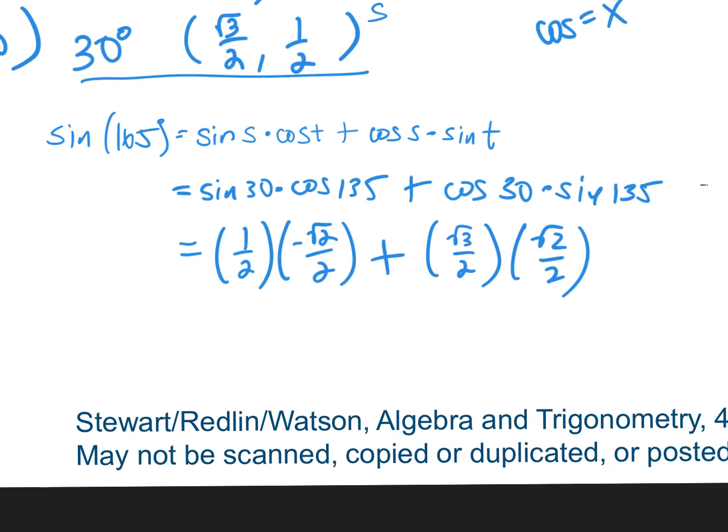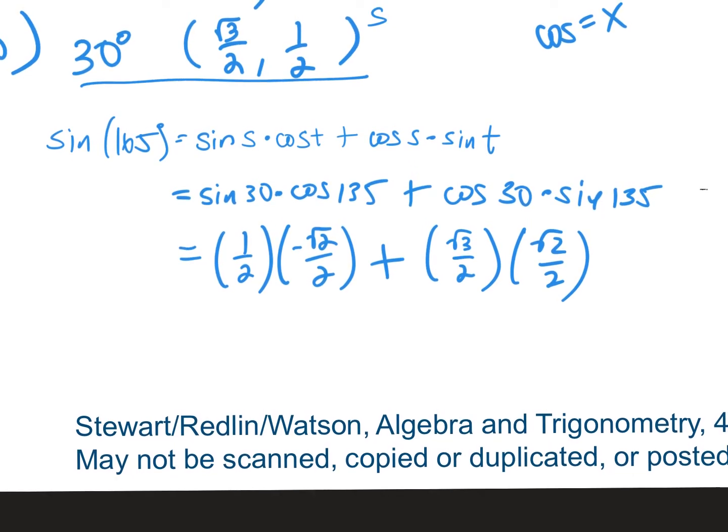Now, guys, this is just basic. We're multiplying fractions. So you multiply the numerators, multiply the denominators. What is 1 times negative square root of 2? Negative square root of 2. What is 2 times 2? 4. Plus, what's the square root of 3 times the square root of 2? The square root of 6 over what's 2 times 2? 4. Can I simplify square root of 2 over 4 or square root of 6 over 4?